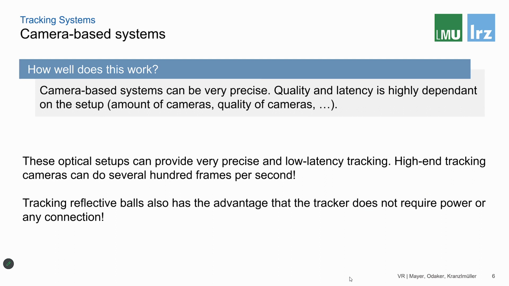And if you have just reflective spheres that you track and have the cameras do the flashing, that also has the advantage that whatever you have on the human body does not need to be an active component. So you don't need to worry about batteries or LEDs or cables or stuff like that. You can attach them to pretty much anything, which is a big advantage in some setups.